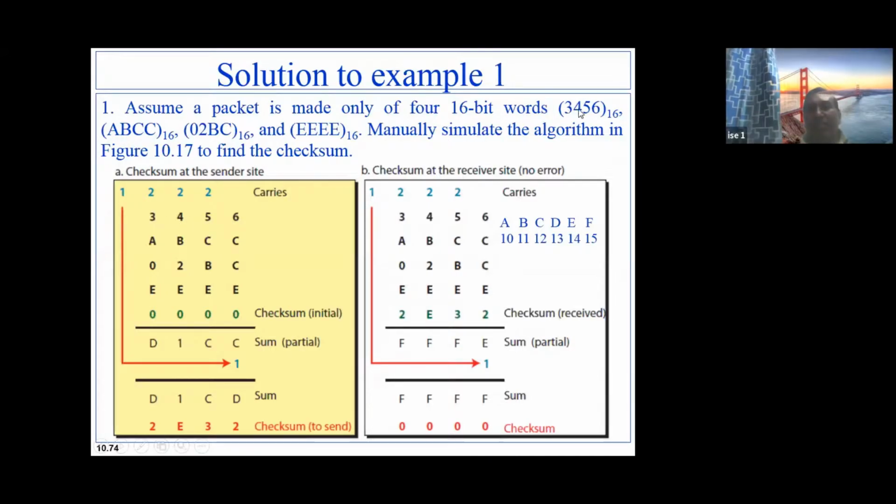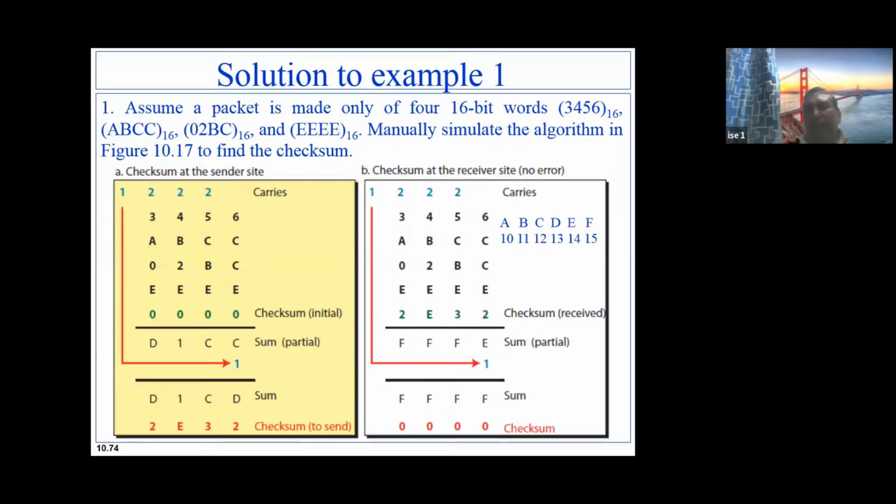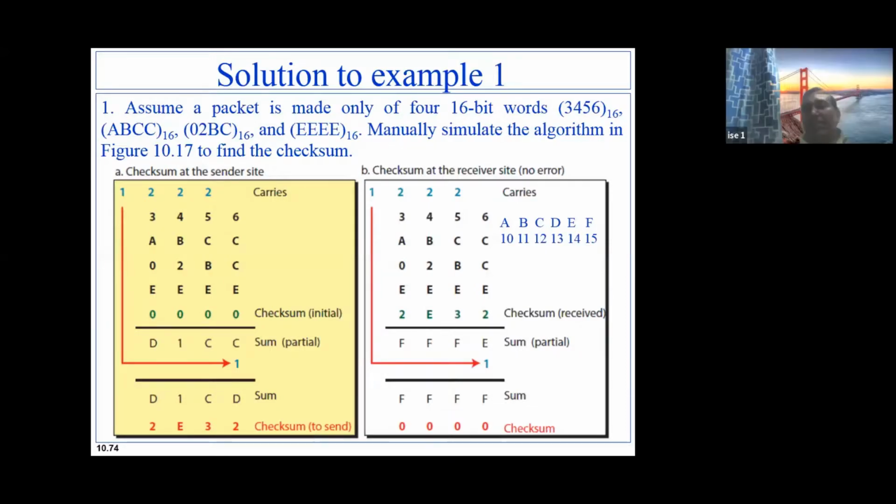The first number is 3, 4, 5, 6, and A, B, C, C I have written, and 2, B, C. We are adding them as it is, and E, E, E, E as it is, plus I have taken the initial checksum as 0, 0, 0, 0. So how much will it be? 6 plus C, 6 plus 12, is 18. 18 plus 12 is 30, plus E, 14, is 44. 44 divided by 16.